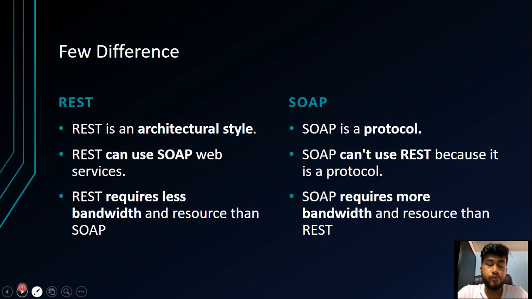REST requires less bandwidth and resources compared to SOAP. SOAP requires more bandwidth and resources compared to REST. So in REST, the server converts whatever information the client wants into states, and it sends this response to the client. The response messages are formatted in XML, or nowadays mainly in JSON format, and sent to the client. And the client unpacks this package and shows it to the user.